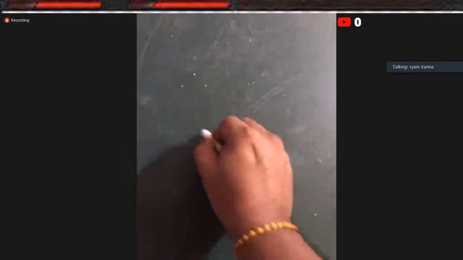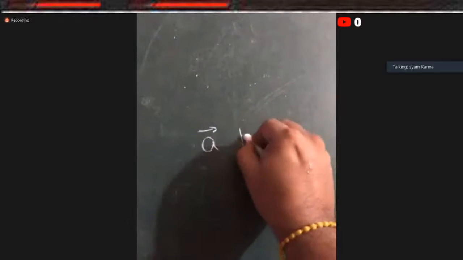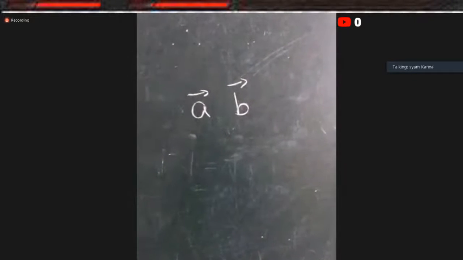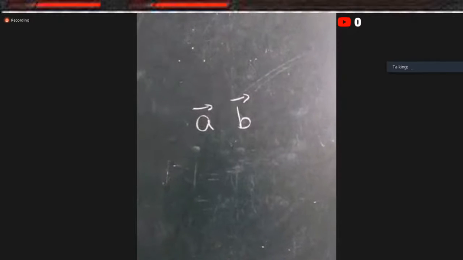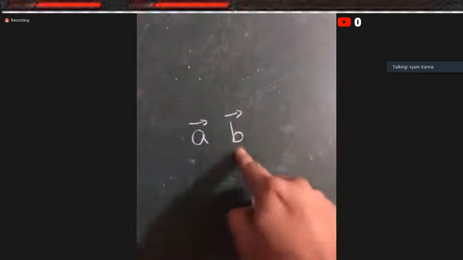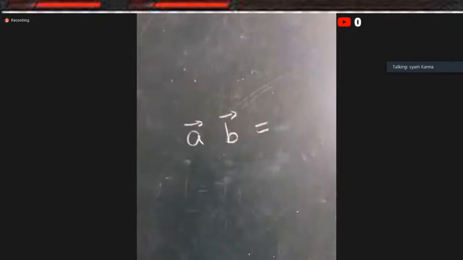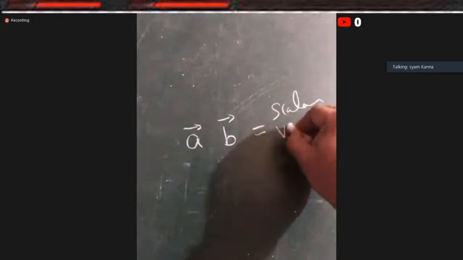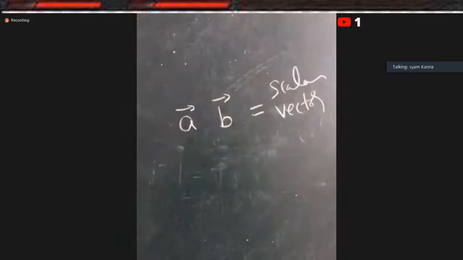Now, two vectors, A bar, B bar. You can do two types of multiplications. So if you multiply two vectors, what is the answer? Is it a scalar or is it a vector? That depends. That matters.